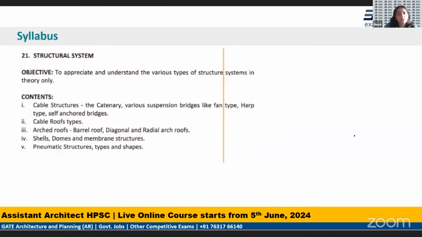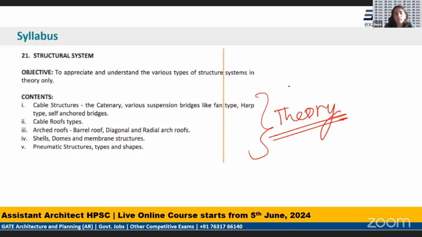Coming to building structures, now they've clearly mentioned the type of structures or the type of details you should be knowing, like cable structures, arched roofs, shells, domes, etc. So if you look at this here, for structures, you are expected to know the theory. Okay, so not the numericals, but they've clearly mentioned that various types of structure systems in theory only. So for structures, there would be no numericals, is what we can analyze from this syllabus.